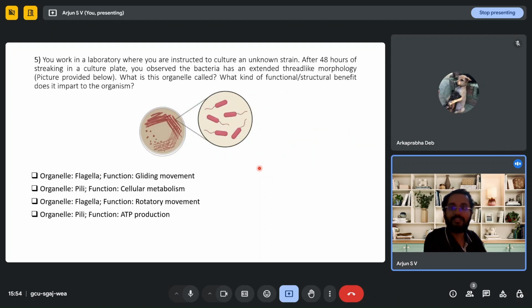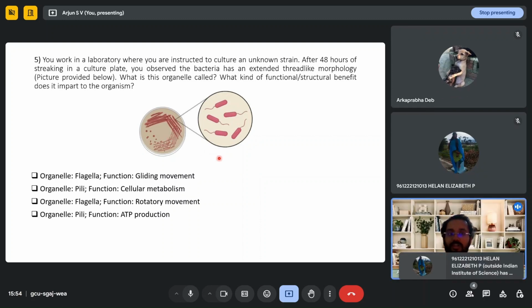Question number 5 is, you work in a laboratory where you are instructed to culture an unknown strain. After 48 hours of streaking in a culture plate, you observe that the bacteria has an extended thread-like morphology. Thread-like morphology is here. Which is this organelle called, and what kind of functional or structural benefit does it impart to the organism?